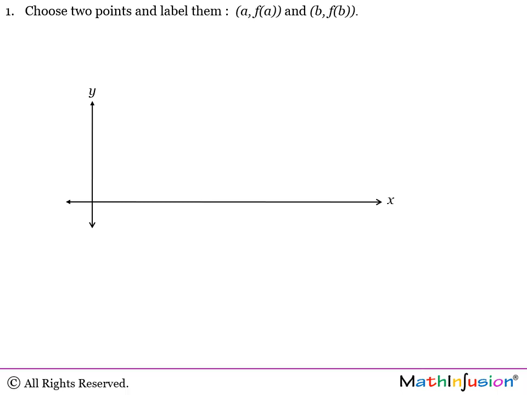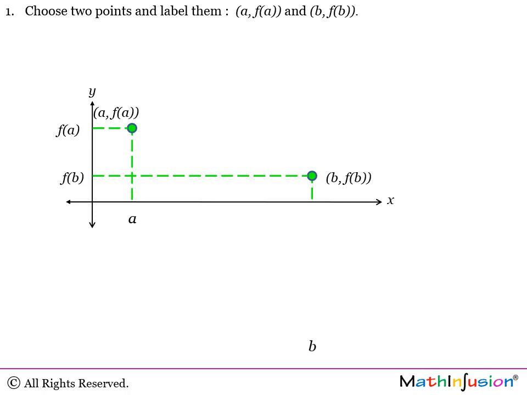Let's do the following. First, let's choose 2 points and label them A, f(a) and B, f(b). Any 2 points that you like. Now I'm going to choose a point on the y-axis that is between f(a) and f(b). This is what I choose. You can choose any one that you like.